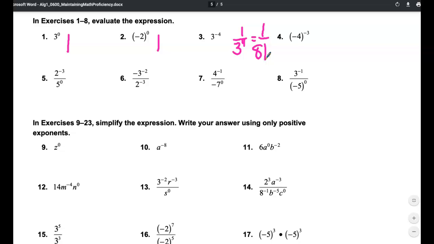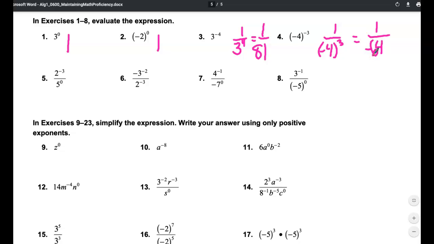Number 4. Okay, it's got a negative exponent, so I move it to the bottom. So it would be 1 over negative 4 to the 3rd. Negative 64, I believe. 4 to the 3rd. Yep. But it's a negative because there's an odd number of negatives.